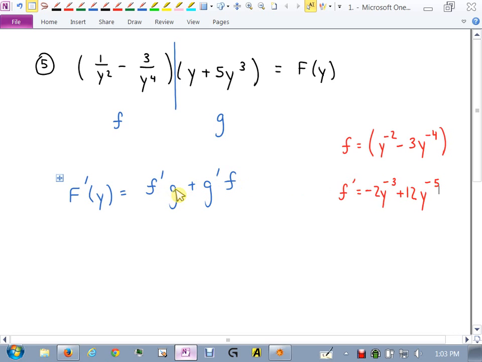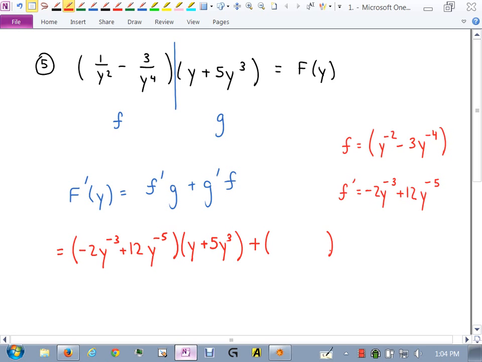And then we'll write down G, and then we'll write G prime. G prime, we said, was clean. So I think I'm going to go straight to it. Are we okay? All right, so my F prime is negative 2 y to the negative 3 plus 12 y to the negative 5. Then times G, which is just y plus 5y cubed, plus, because of the formula, G prime, in parentheses, G prime. 1 plus 15y squared.